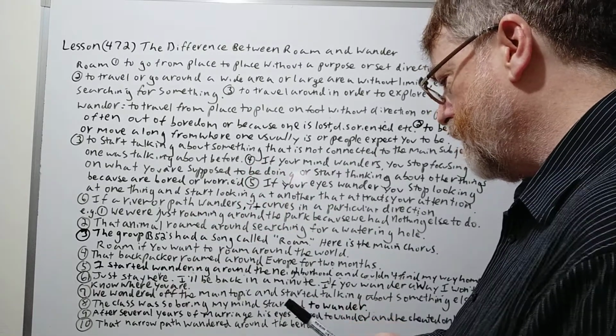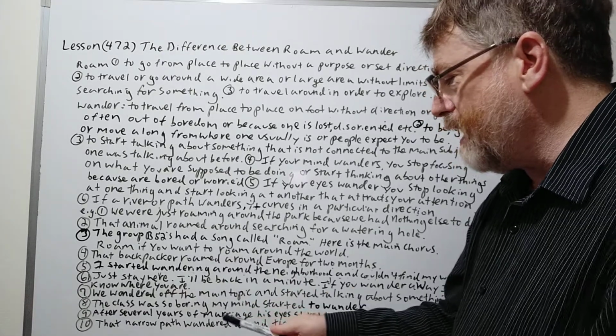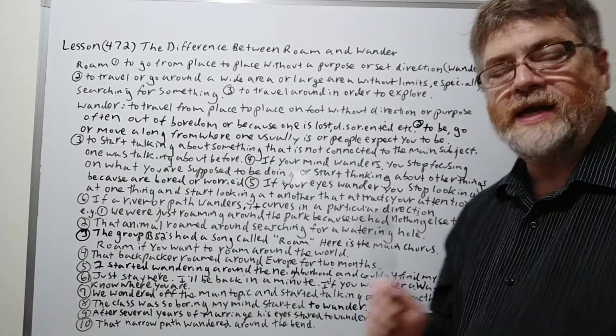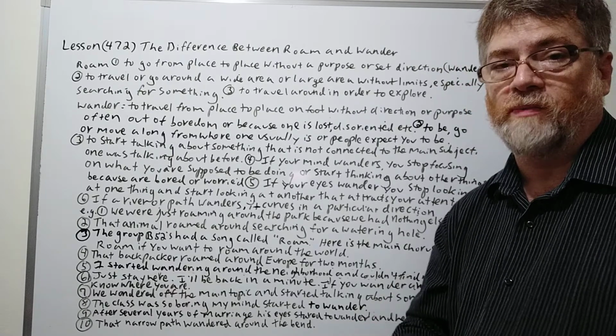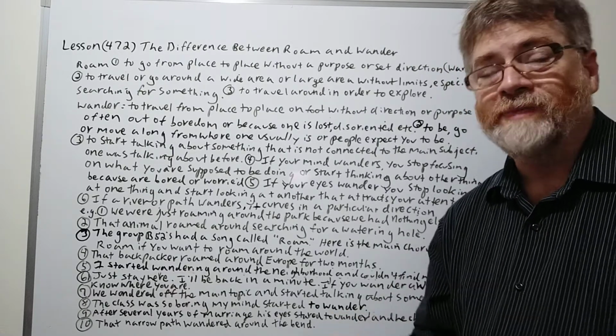All right, and number 10 here. That narrow path wandered around the bend. Yeah, again, we don't say paths or rivers roam. They wander.